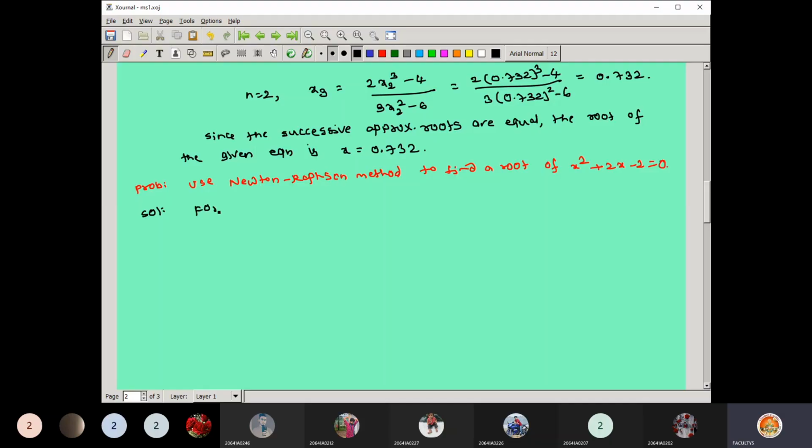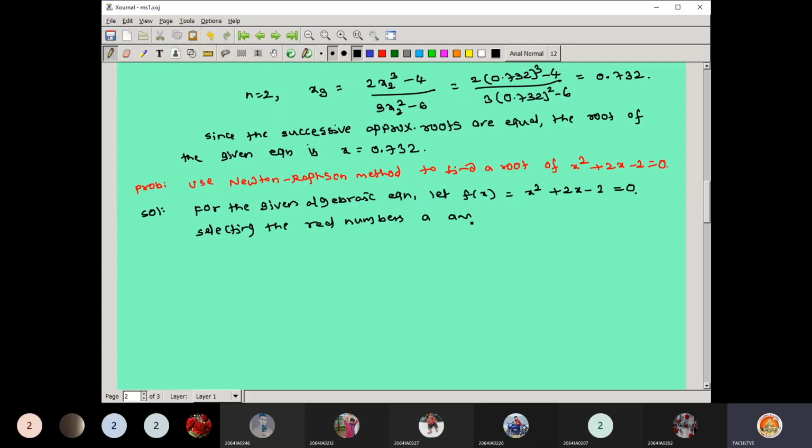So better you write down the statement for the given algebraic equation. Let f of x equal to the given expression x square plus 2x minus 2, that is equal to 0. Now your duty is selecting the real numbers. So selecting the real numbers a and b. So this is the most important one. You are selecting a and b.